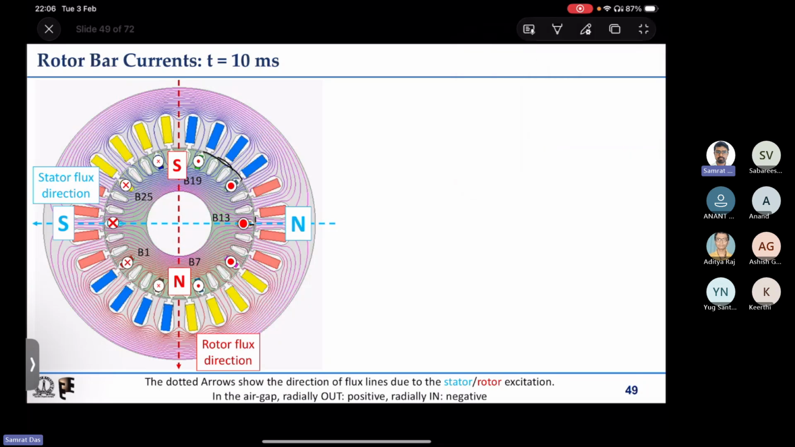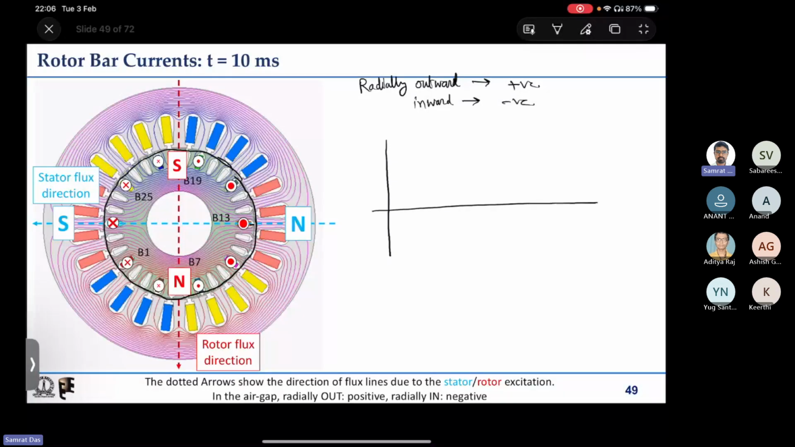So let us consider a circle in the air gap, right? Now let us take an assumption that if flux is radially outward, then we will assign positive sign to it, and if it is radially inward, then we will assign negative sign to it. So let us draw this case.